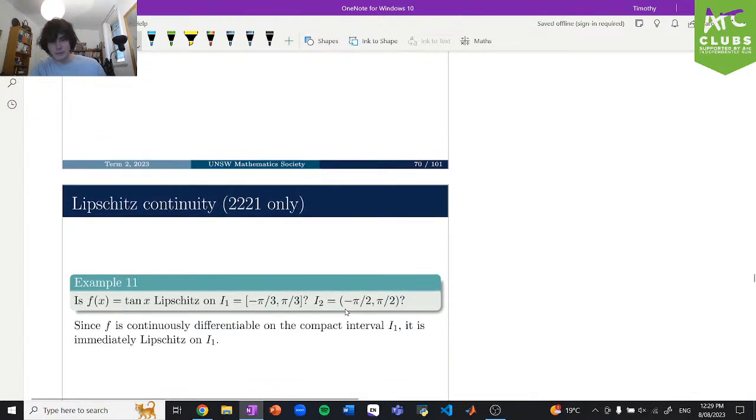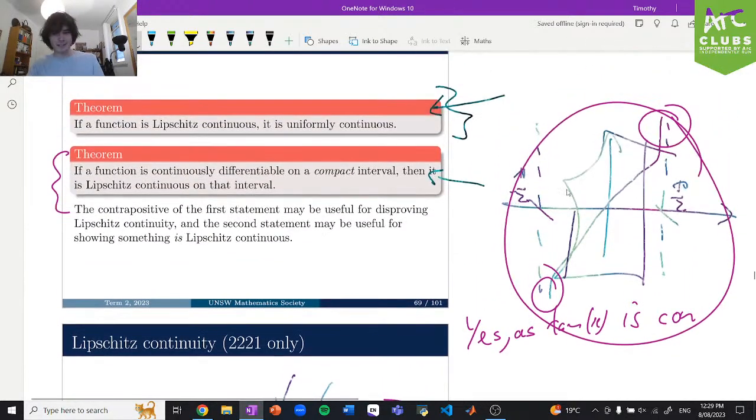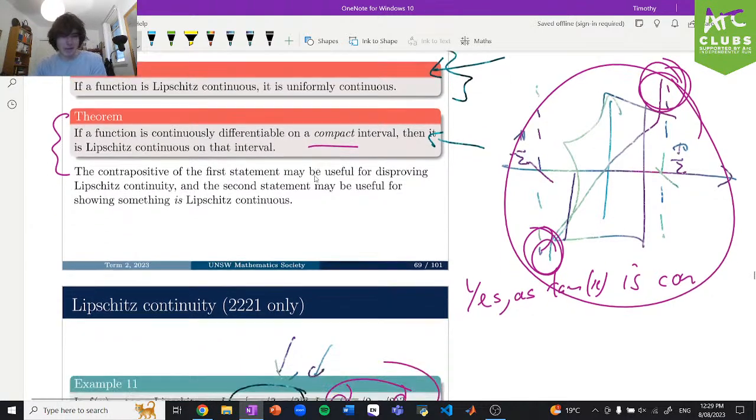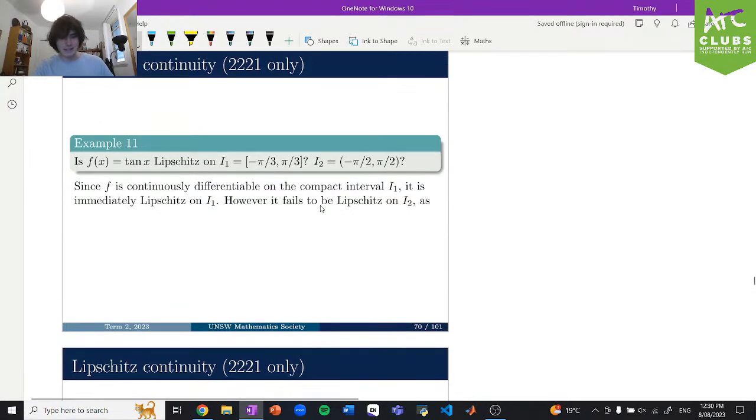Likewise, even if we had a closed set that covered pi on 2, say for example the closed set from minus pi to pi, even though this is a closed set, because it still contains these unbounded points, it's not a compact set. Just remember, a quick refresher: a compact interval has to be both closed and bounded. And so therefore we still can't say it's Lipschitz, even if it's a larger interval there.